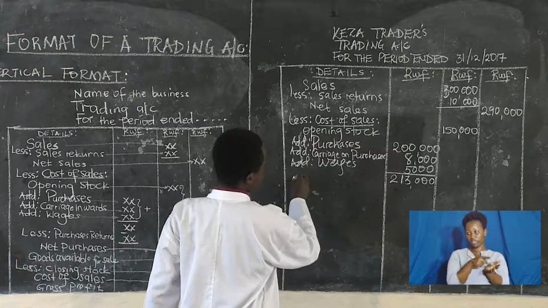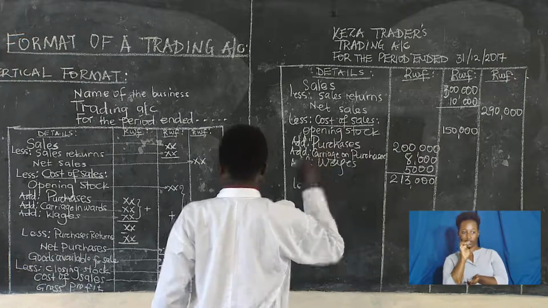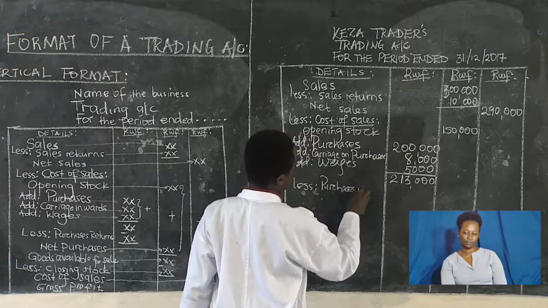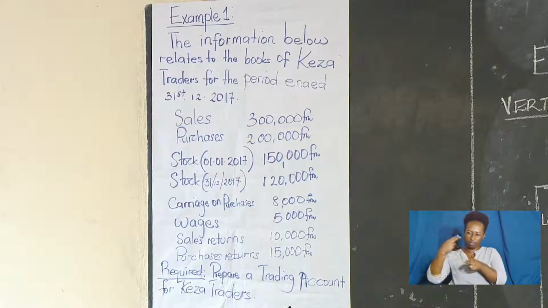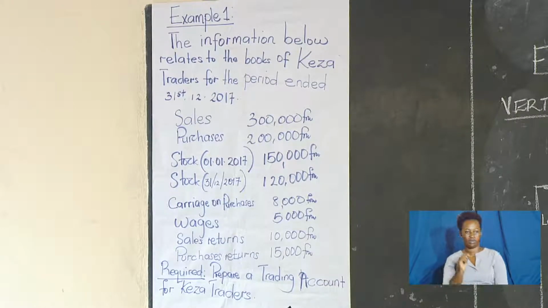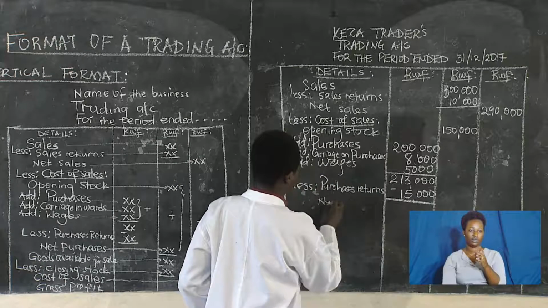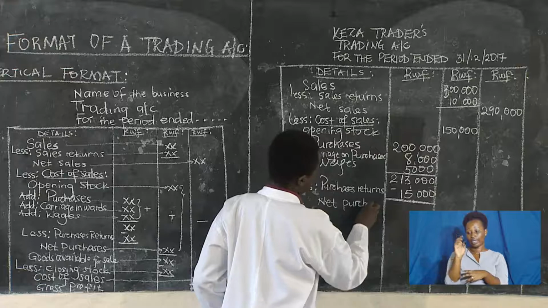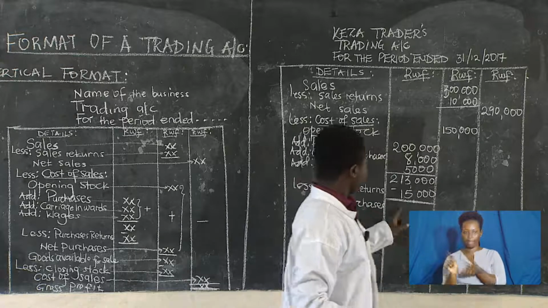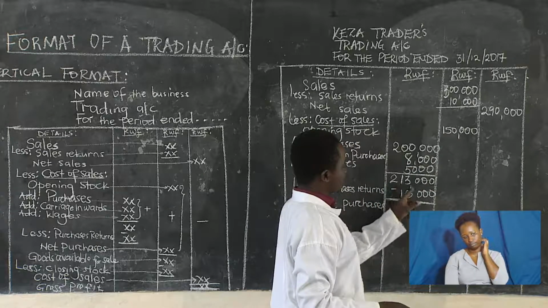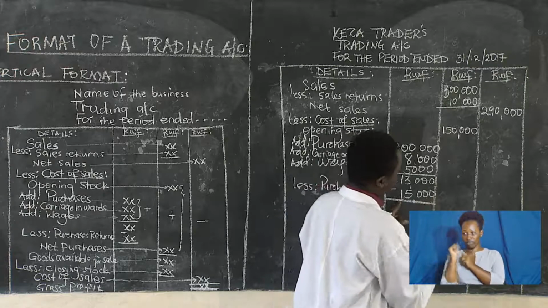Then you have to less purchases returns if they are there. So subtract purchases returns. Another name for purchases returns is return outwards. So you subtract 15,000. When you subtract 15,000, what do you get? You have to get a figure which will be called net purchases. Can you subtract for me? 213,000 minus 15,000. So what do you get?